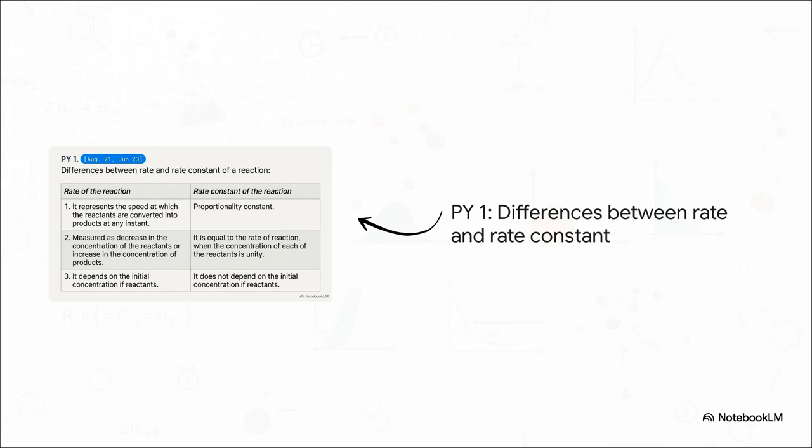Secondly, the rate of the reaction is measured as a decrease in the concentration of the reactants or an increase in the concentration of products, whereas the rate constant of the reaction is equal to the rate of reaction when the concentration of each of the reactants is unity. Finally, the rate of the reaction depends on the initial concentration of reactants, but the rate constant of the reaction does not depend on the initial concentration of reactants. You really need to memorize these 3 distinctions exactly as they're written here.